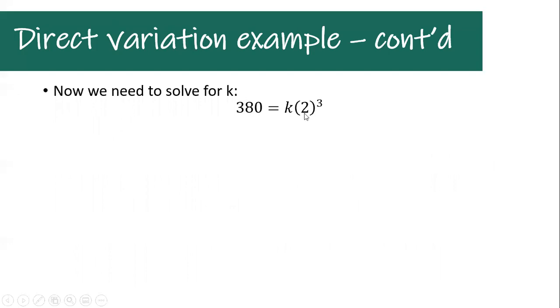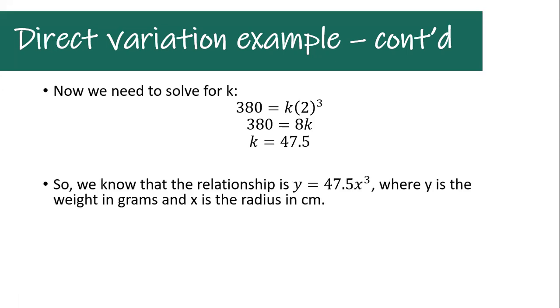So looking at 380 equals k times 2 to the third. 2 to the third is going to give us 8, so 380 equals 8 times k. If we solve that, we see that k equals 47.5. So now we can go back and we know the actual relationship. We know that y equals 47.5 x cubed, where y is the weight and x is the radius.